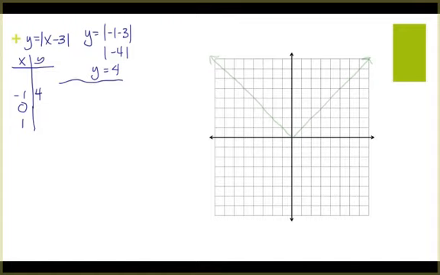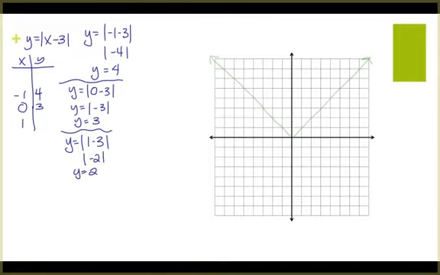And then we'll plug in 0. Y equals absolute value of 0 minus 3, -3. So then we get absolute value of -3 is 3. And then we'll do one more before we graph a few and decide which way to go. Y equals absolute value of 1 minus 3, -2. Absolute value of -2 is 2. Okay, so let's graph those and then decide where we want to go. So we said (-1, 4), (0, 3), and (1, 2). So that's the line we have starting.